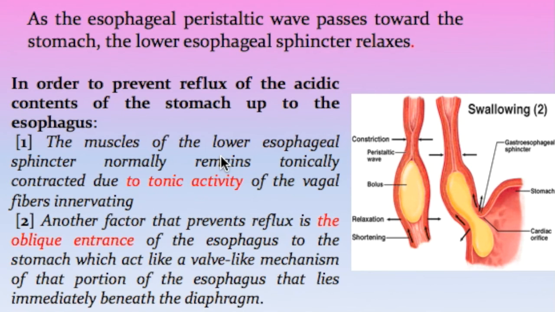The final step of the esophageal phase is the relaxation of the lower esophageal sphincter in order to permit the passage of the bolus of food into the stomach. Normally, this sphincter is tonically contracted due to the activity of the vagus nerve, and this contraction is to protect the esophagus from the reflux of the acidic content of the stomach into the esophagus. The other factor that protects the esophagus from this acidic content is the oblique entrance of the esophagus into the stomach, which acts like a valve-like mechanism.